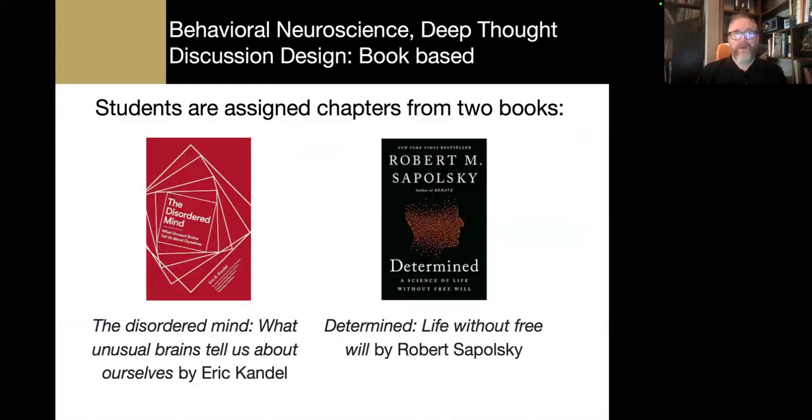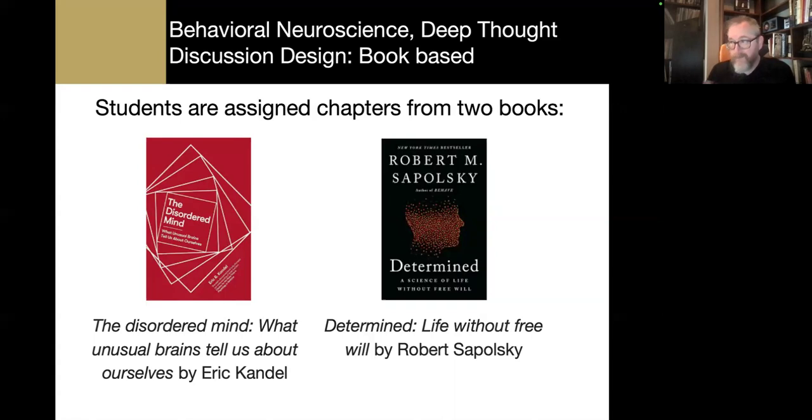So now I also want to show you how I set up my deep thought discussions in my behavioral neuroscience course, a completely different class here. And I take many different approaches to implementing some of these deep thought discussions and critical thinking exercises, learning activities. In behavioral neuroscience, I am currently arranging a lot of my learning activities around different books. So here are just two of the books that I'm using.